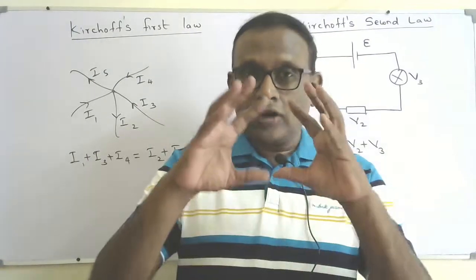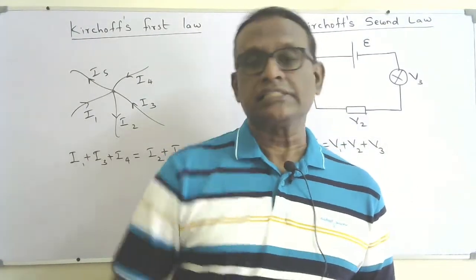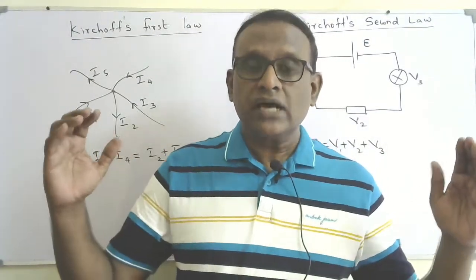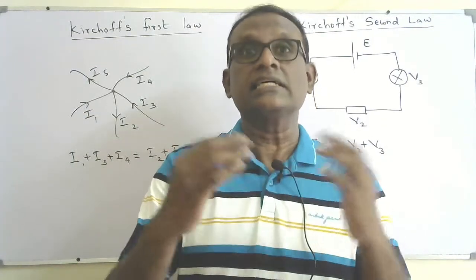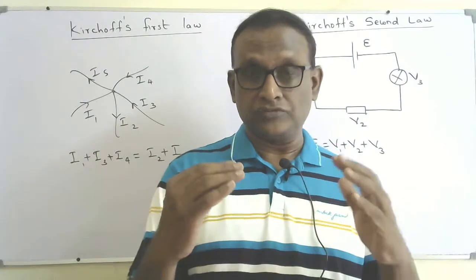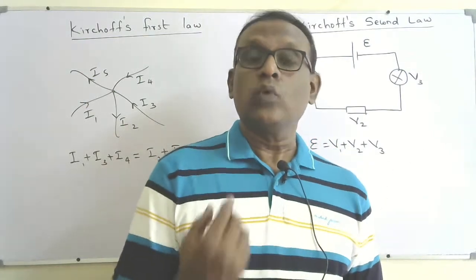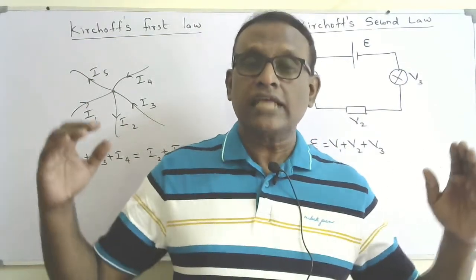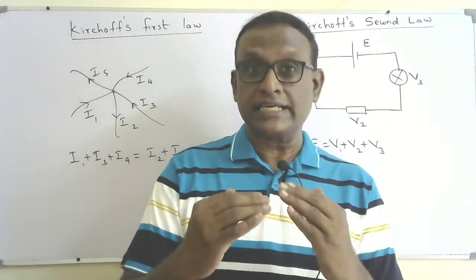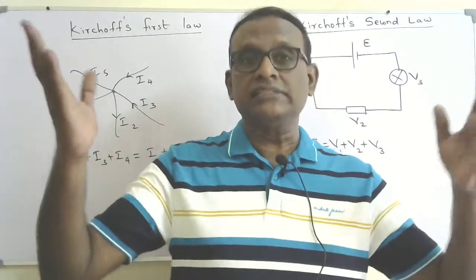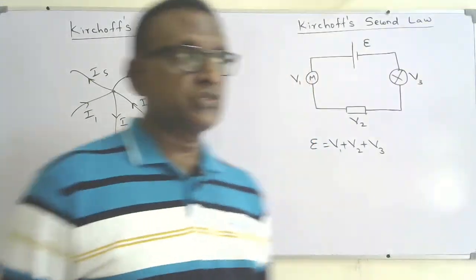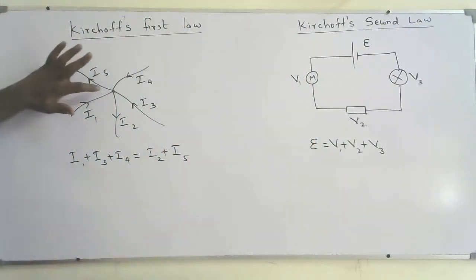That means on a network at a junction, the total amount of charge approaching the junction per second, that is the current flow, is it? Rate of flow of charge is the current flow when we consider 1 second. So the total amount of charge approaching a junction per second must be equal to the total amount of charge leaving the junction per second. Okay, so I can draw a junction like this.